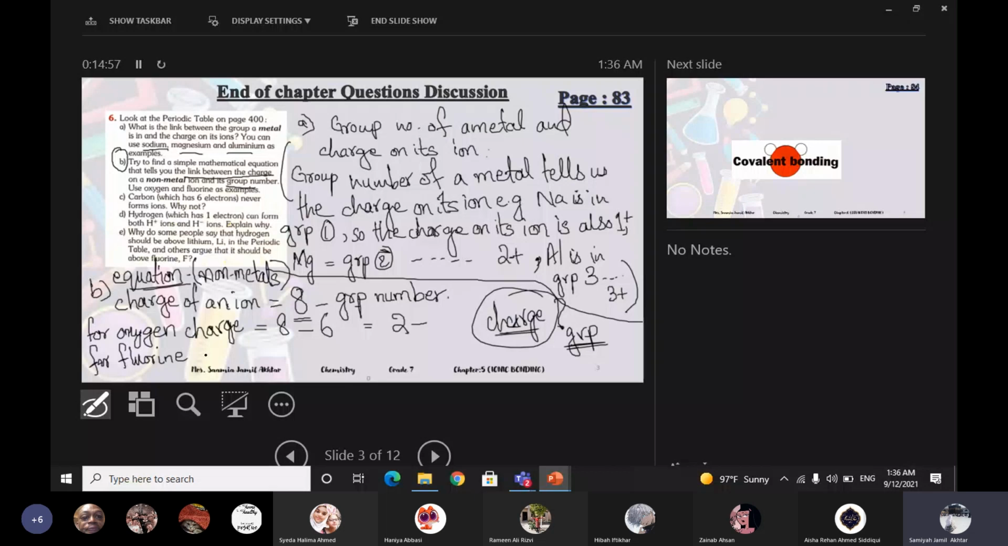So for example, for fluorine, we don't know the charge, so we will do 8 minus its group number. So fluorine is in group 7. Yeah, very good. It's in group 7. So 8 minus 7 is 1. 1 minus. So the charge on fluorine will be 1 minus.